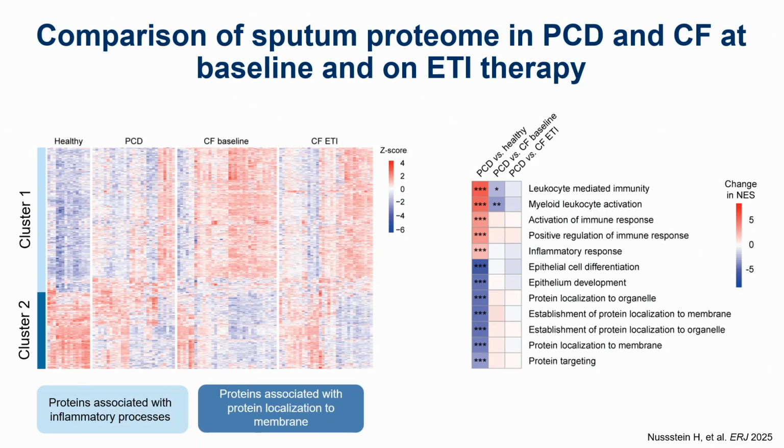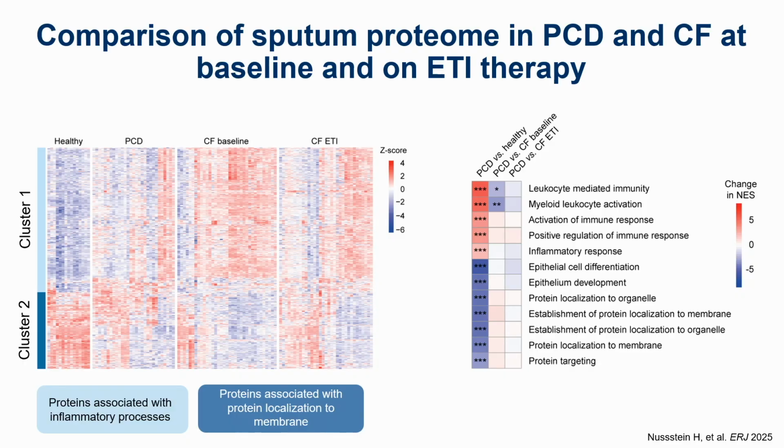So what we then did was gene set enrichment analysis of gene ontology terms, which you can see here on the right. The heat map is really just a shortcut of a much larger heat map. And again, it's showing that in PCD, we have an upregulation of pathways linked to inflammation and regulation of inflammatory responses, and a downregulation of epithelial proteins and protein targeting. And this was less severe when we compare it to CF baseline.